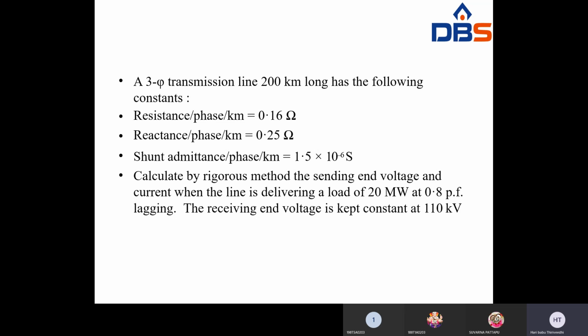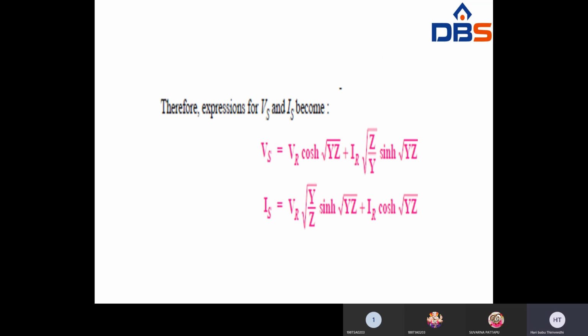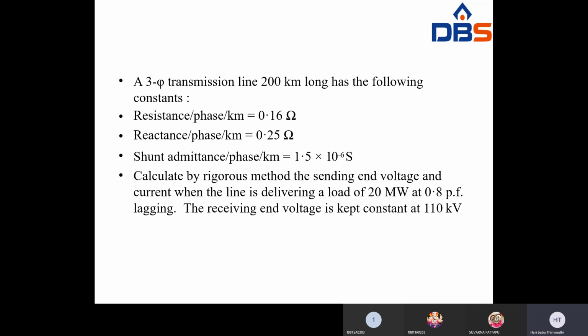Now z square y square, again squaring, is 0.00032 at an angle 296, right? For simplification, generally we have to calculate root zy, then zy, then z square y square. Now calculating root z by y: root of 59.4 at 58 degrees divided by 0.0003 at 90 degrees is equal to 445 at an angle minus 16 degrees.